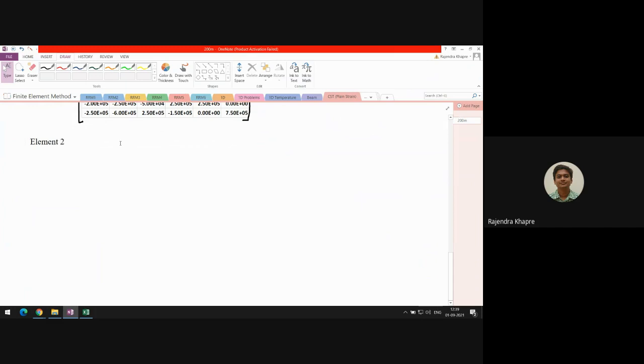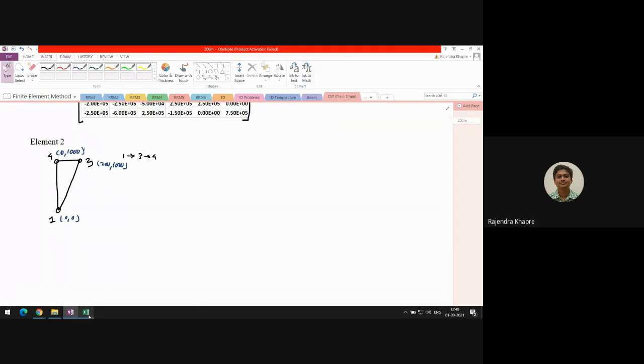So let me draw the element number 2 for you. Your element number 2 is like this. This is node number 1. Sorry, this is node number 3, not node number 2. This is node number 4. And we are assuming the connectivity as 1, then 3, and then 4. Let me write down the coordinates also over here. The coordinates of 1 will be 0 and 0. The coordinate of 3 will be 200 and 0, and this will be 0 and 1000.